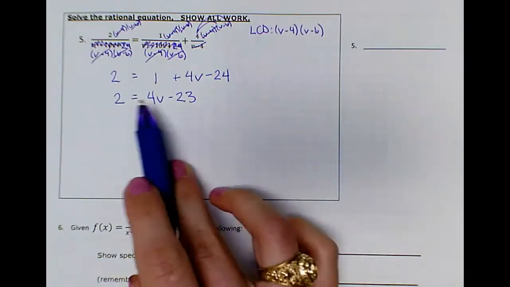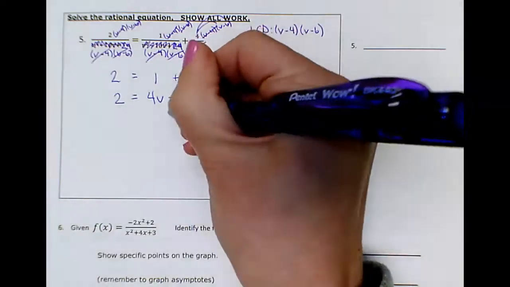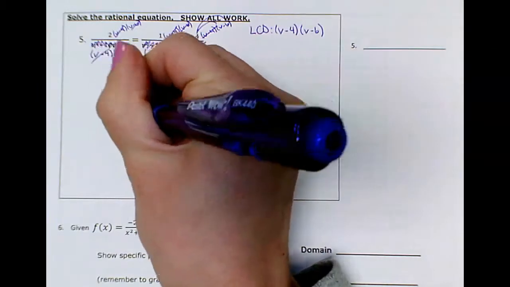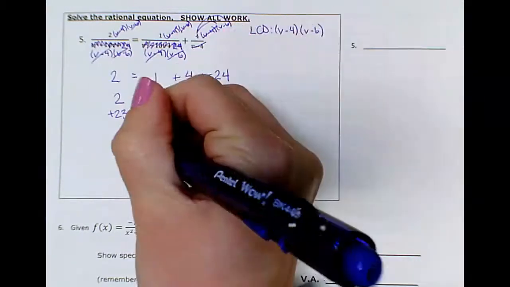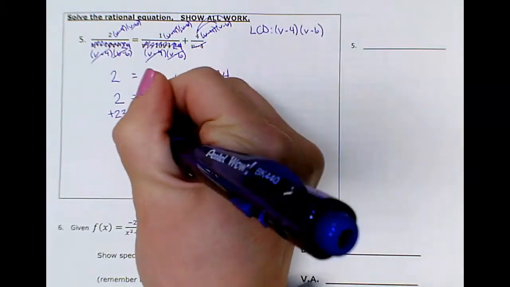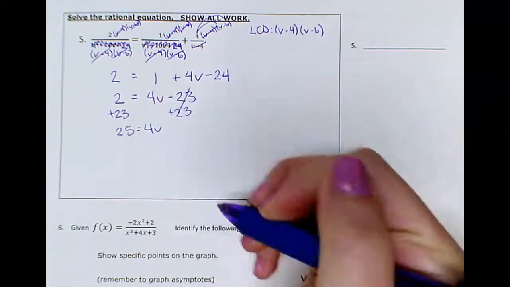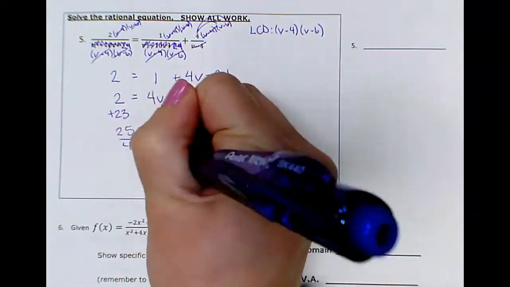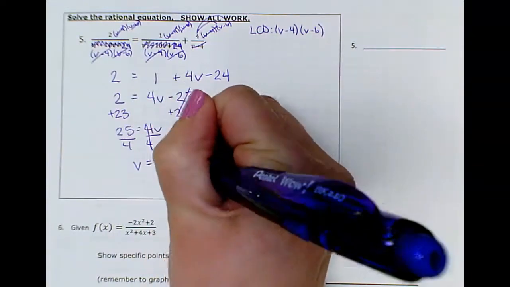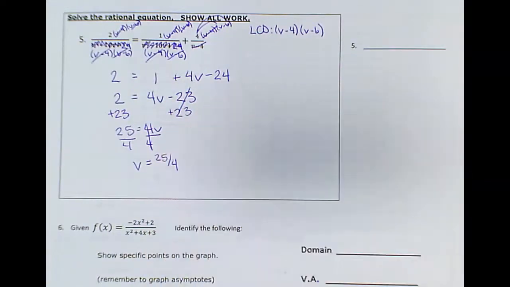So now I'm going to move this to the other side. So now I use my inverse operations. So 23 plus 2 is 25. And if I divide by 4, v equals 25 over 4. So that's my solution to the rational equation.